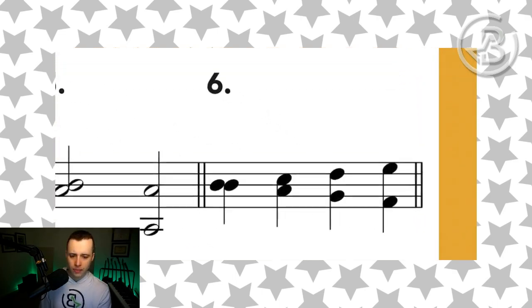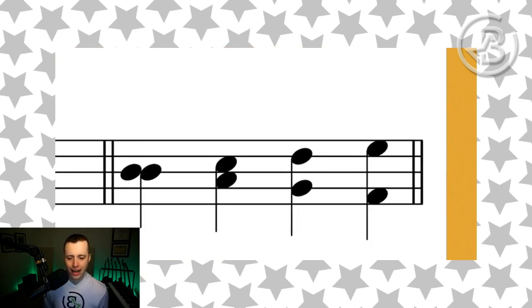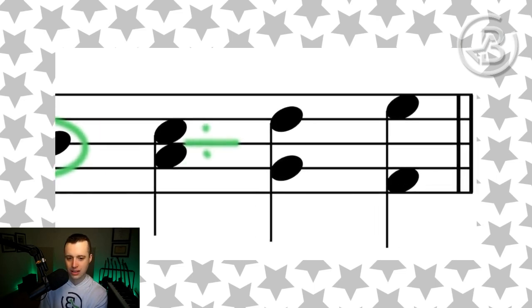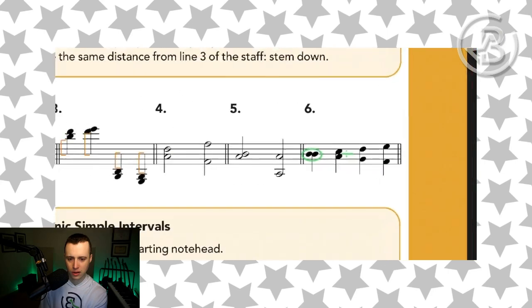One more rule for you, and that is if the note heads are an equal distance away from line 3 of the staff, you're just going to automatically do stem down. So you can see here we have a unison B, a harmonic unison B right here. And because both of these notes are on line 3, they are an equal distance away from line 3, so it's going to be stem down. Same thing here, we have a note in space and space, an equal distance away from line 3, so we're going to do stem down. Same thing for the next two examples as well.